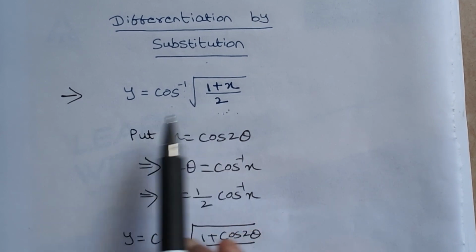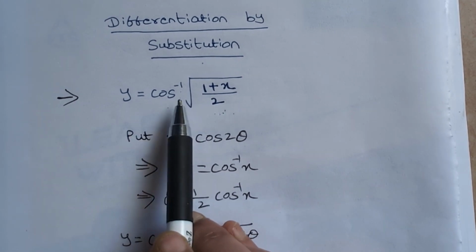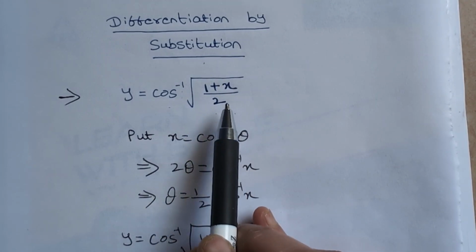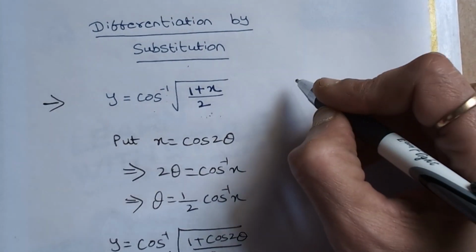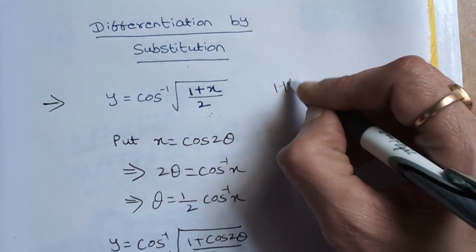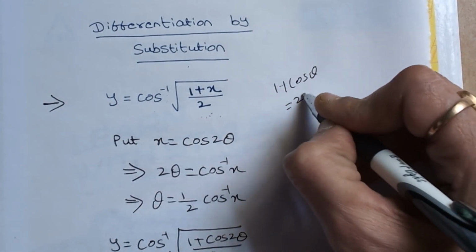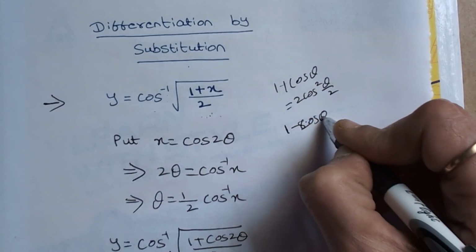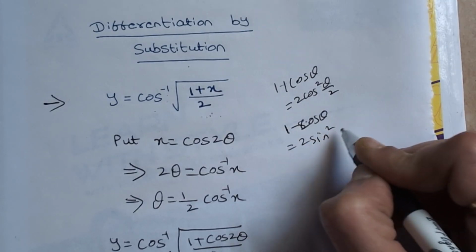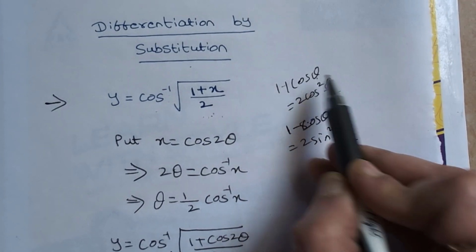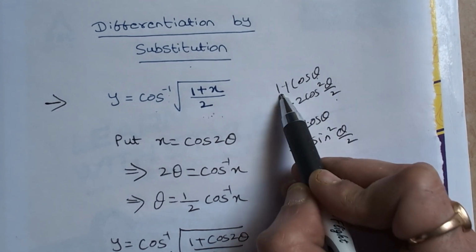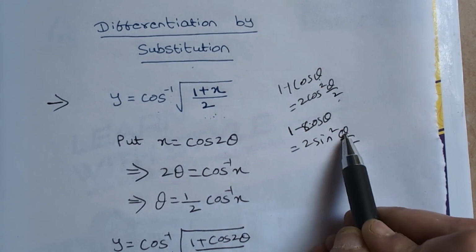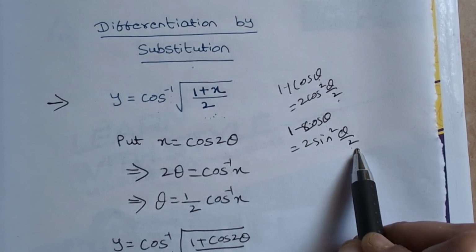Okay. Now here is the first question. We have to differentiate y is equal to cos inverse root of (1 plus x) upon 2. Now remember two important trigonometry formulas which are used very often. 1 plus cos theta is 2 cos square theta by 2, and 1 minus cos theta is equal to 2 sin square theta by 2. Now here we have theta, so its half angle will be used. If we have 1 plus cos theta, then it is 2 cos square theta by 2. 1 minus cos theta is 2 sin square theta by 2. Whatever is the angle, half of that.